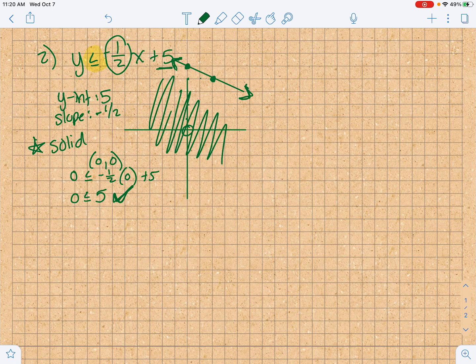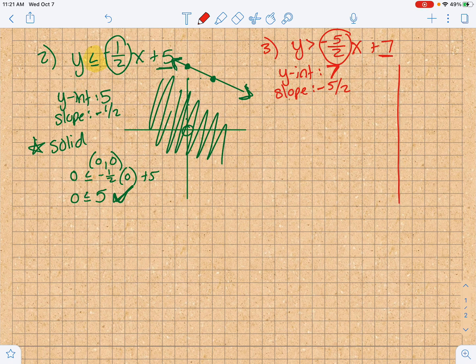Okay, let's try another one. Next one is y is greater than negative 5/2 x plus 7. All right, so my y-intercept and my slope. My y-intercept is the b value, that's 7. My slope is the number in front of x, which is negative 5/2. We can go ahead and put that on the graph. So 1, 2, 3, 4, 5, 6, 7. And then I'm going to go down 1, 2, 3, 4, 5 over 1, 2.